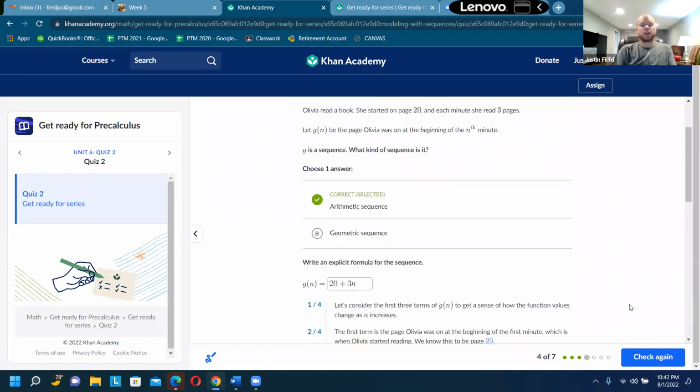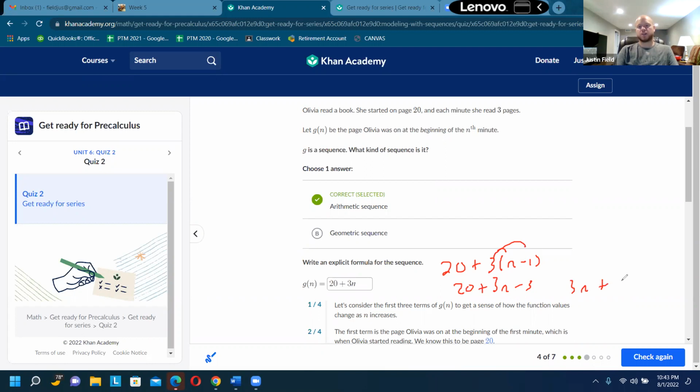You ready for this? The one difference between linear functions and arithmetic sequences is that we have to consider our sequences for the next term. So we've got to multiply 3 by not n, but n minus 1. Because this way we will start with 20, because you have to plug in 1 for the sequence. You don't plug in 0, right? In linear functions, we plug in 0 and that's our first term. But in sequences, we start with 1. Otherwise we'd be on page 23. So anyway, what does that mean for us practically? That means we have to distribute and simplify. 3n minus 3. And so we get 3n plus 17.